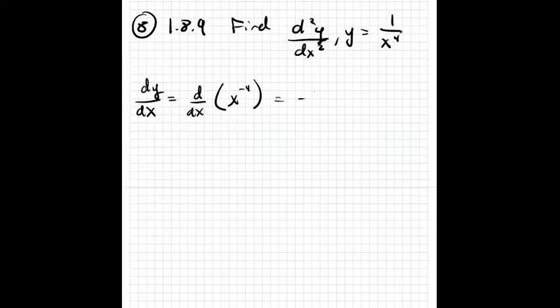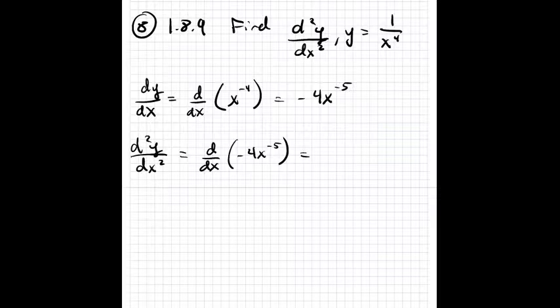So then the second derivative of y with respect to x, that's going to be the derivative of the first derivative. So that's going to be d by dx of negative 4x to the negative 5. And that's going to be, the 5 comes down, that's going to become a positive 20x to the negative 6. Okay, hopefully you're able to catch those changes.